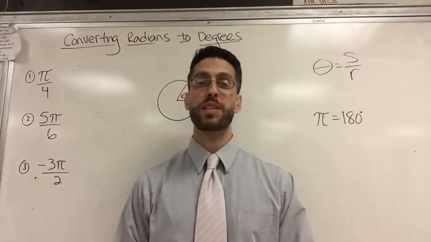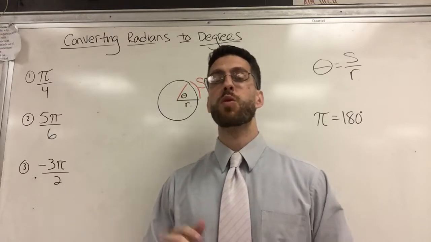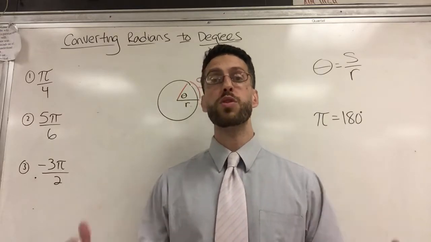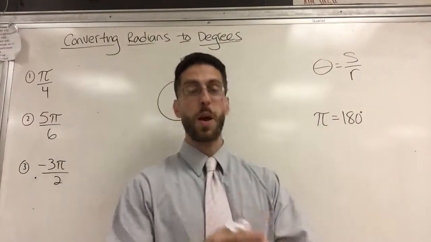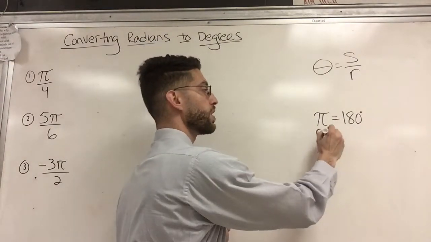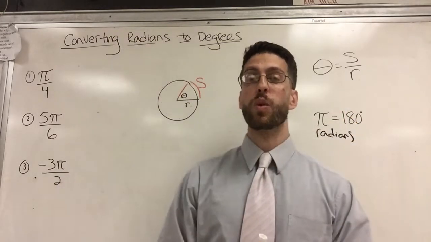And of course this video has a partner video converting degrees to radians. But it's basically the same thing if you understand the concept of a conversion factor. So I'm going to show you why my conversion factor is pi radians is equivalent to 180 degrees. I'll show you where that comes from.